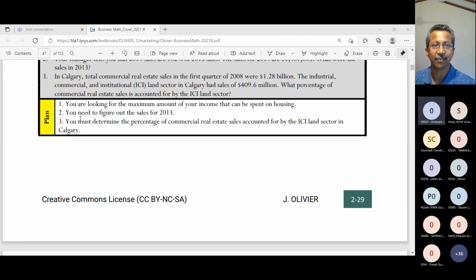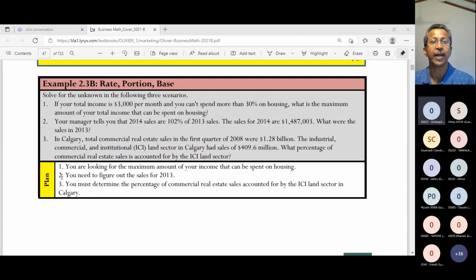What they say is, when you get a question, you have to plan. The plan is: what is the answer you're looking for? In the first one, the maximum amount of your income that can be spent on housing. In the second one, you need to figure out sales for 2013. Then the third one, you must determine the percentage of commercial real estate accounted for by the ICI land sector in Calgary.